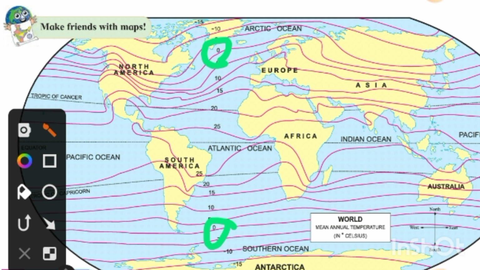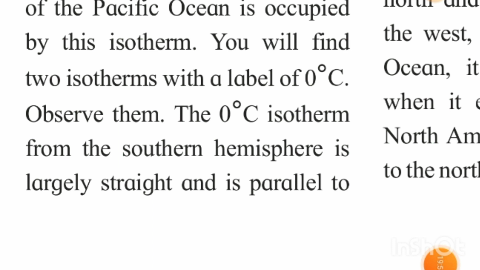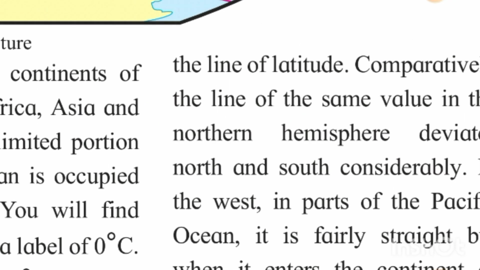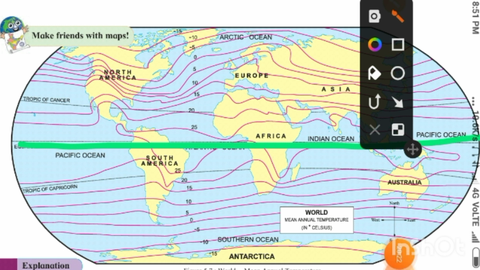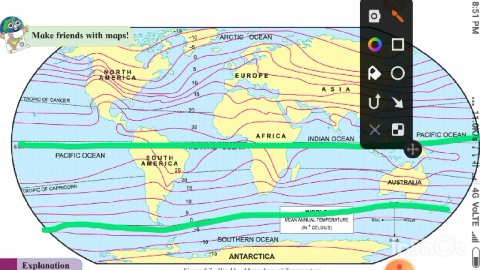The 0 degree Celsius isotherm from the southern hemisphere is largely straight and is parallel to the line of latitude. It means, let's see the map. It is trying to say that the 0 degree, I'm drawing a line if you can see. So the 0 degree is largely parallel, not exactly parallel, but largely parallel. But the 0 degree one which is here in the northern hemisphere is not that parallel. So we will read further and understand.